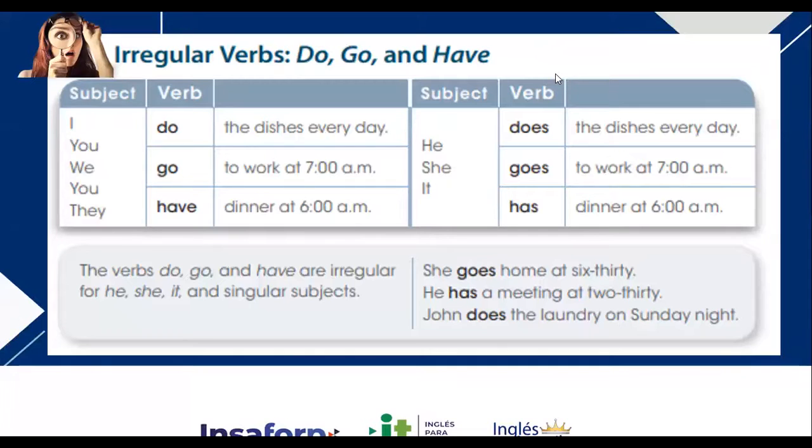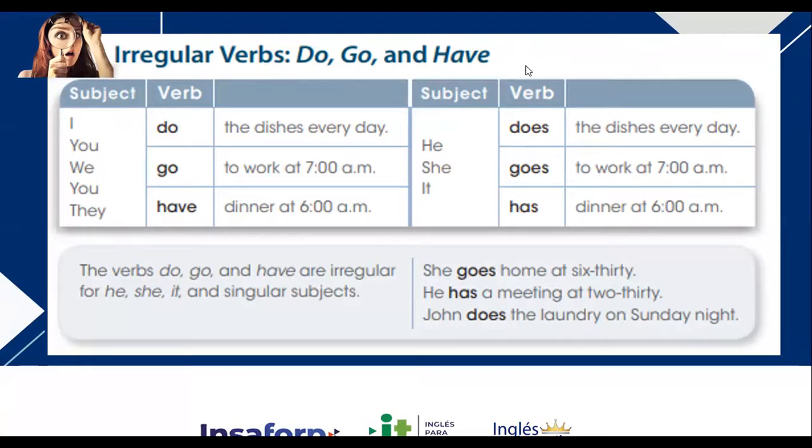Okay, what about this one? Do you remember it? When we talk about irregular verbs, we have do, go, and have. We have the subject, I, you, we, you, and they. We have the verb do, go, and have.